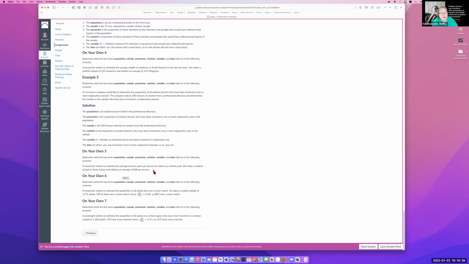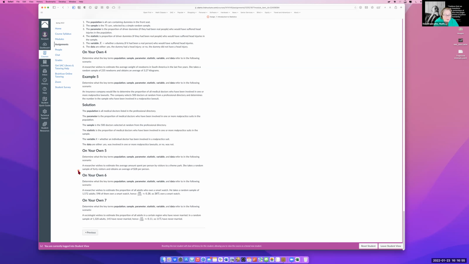So this is a good case of a situation where it'd be very difficult to find the average amount spent for every single person who went to any theme park. But we can get information about a group, and that's what we're doing.